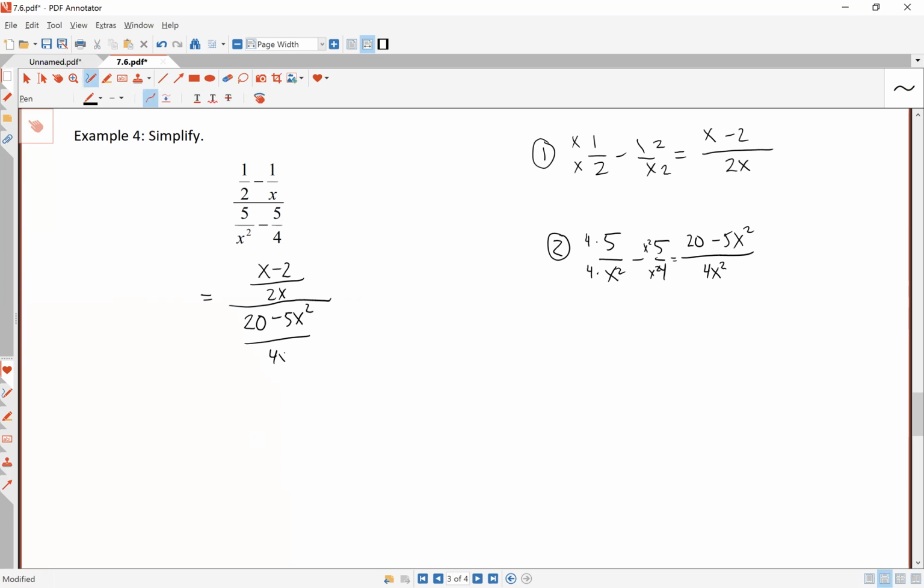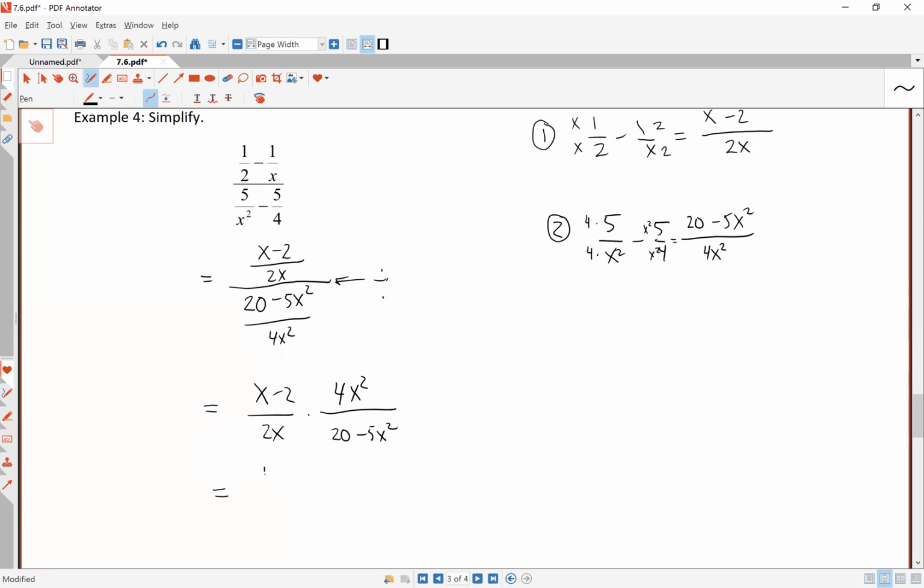divided by 4x squared. Now we take the division bar and multiply the numerator, x minus 2 over 2x, by the reciprocal of the denominator, 4x squared over 20 minus 5x squared. Now we factor and simplify.